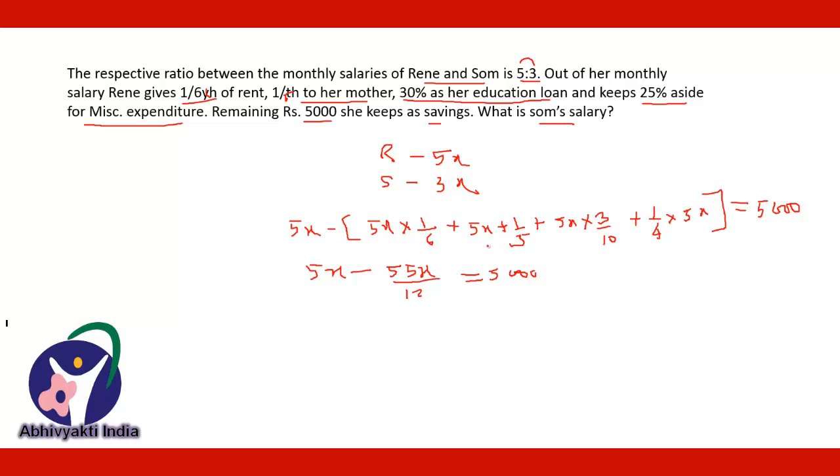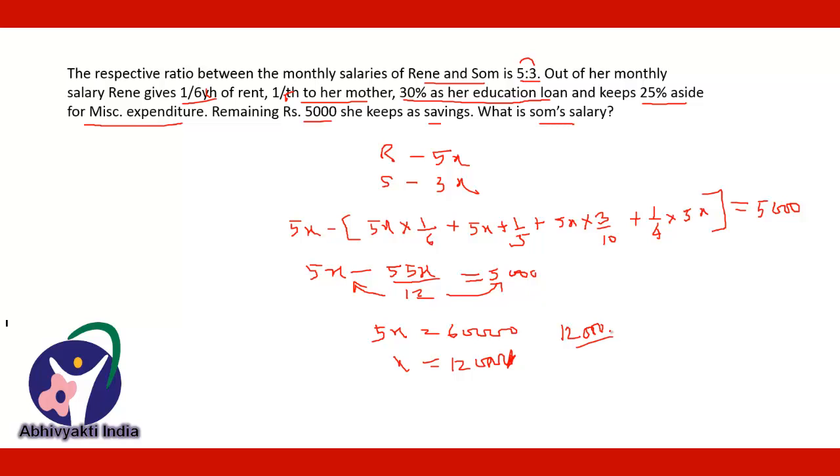If you solve this, you take 12 as the LCM, so 12 fives are 60x, and you multiply by 12 on this side also, and this becomes 60,000. So you get 5x is equal to 60,000, and therefore x is equal to 12,000 rupees.